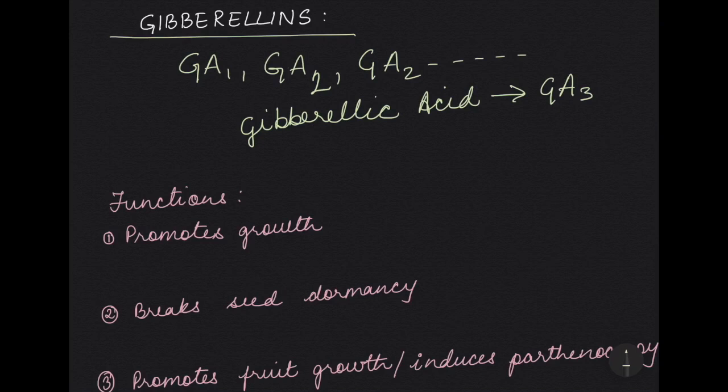Now you find gibberellins, especially in higher plants, distributed in meristematic regions. You know, meristematic regions are the regions where you find the cells which actively divide. Okay, so meristematic regions are found in the tip of the stem, tip of the roots, in the buds, in the seed, where there is maximum cell division.